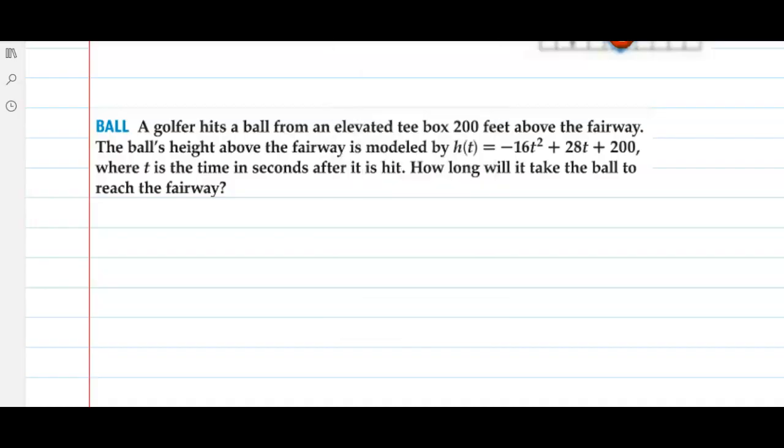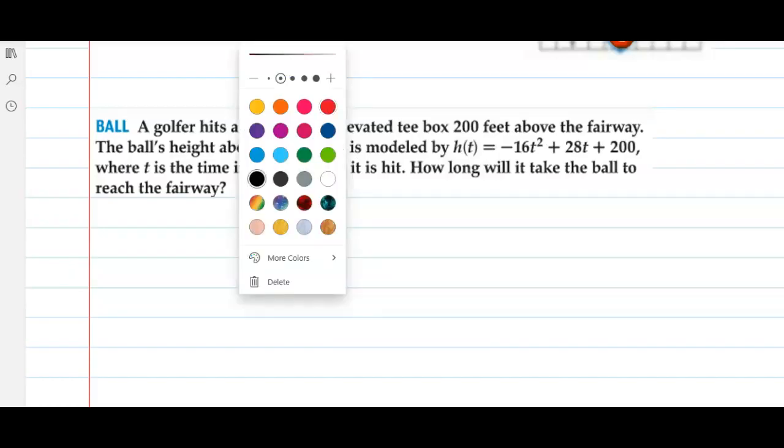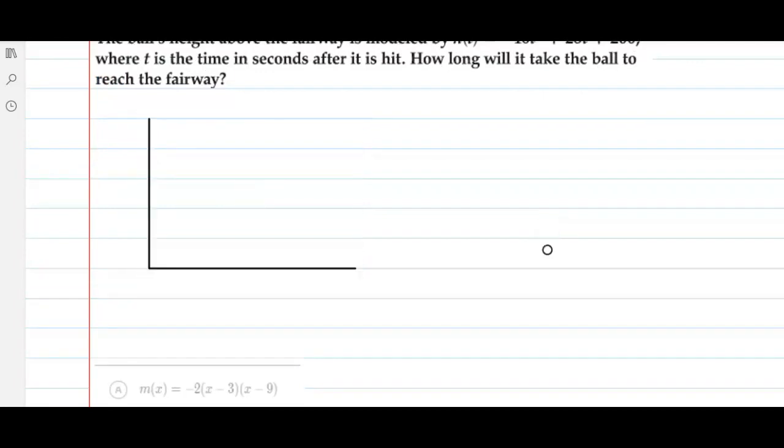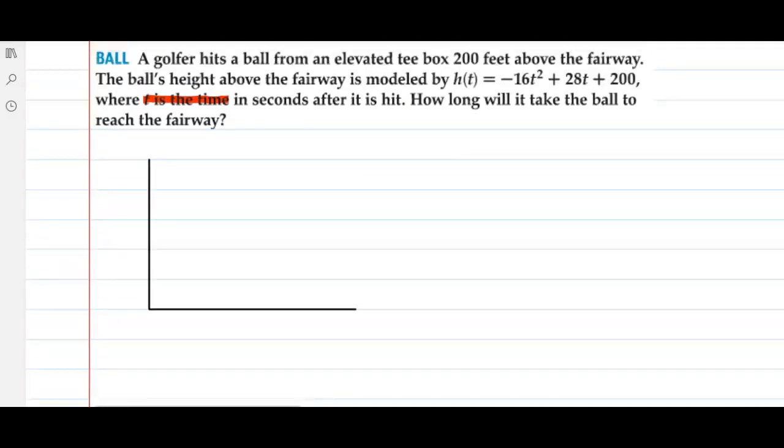I'm going to start by drawing just the first quadrant. You might say, well, why are we only interested in the first quadrant? Well, we're dealing with two things. T is the time, and the ball's height. Both of these variables cannot be negative. This is our time, and this is our height. Notice, I'm just drawing a sketch of this, that the ball starts, when time is 0 right here, it starts 200 feet up in the air.